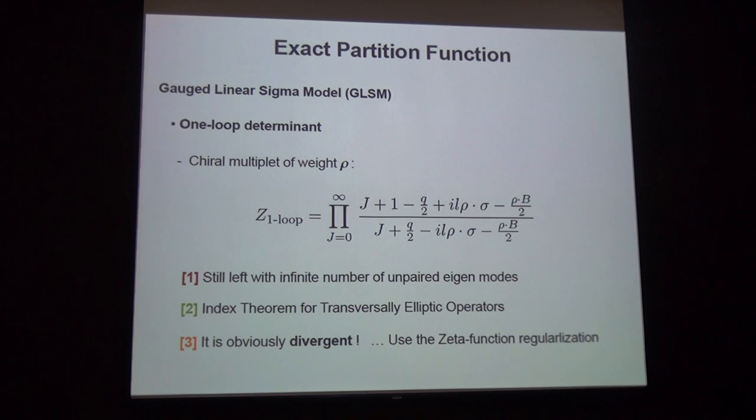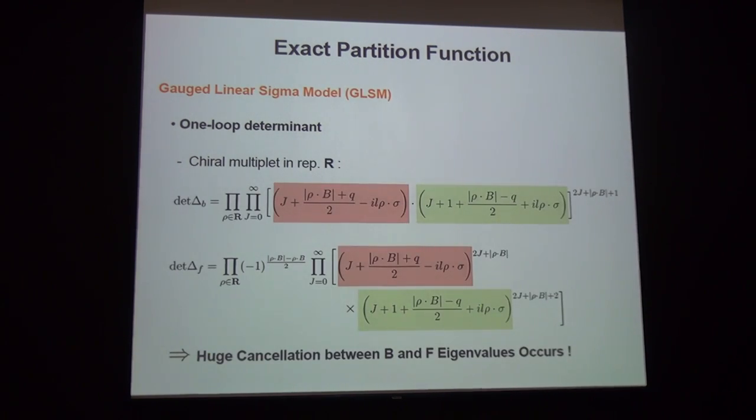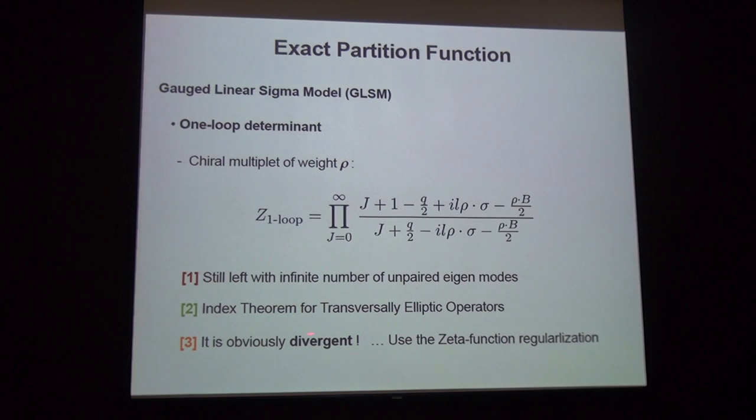So here, the fact that there are huge cancellations between this boson and fermion eigenmode implies that there must be some kind of index theorem which helps us to compute this one-loop determinant without doing the spectral analysis. However, because of this fact, we are still left with this infinite number of unpaired eigenmodes. This implies that this is not the index theorem for the standard elliptic operators, but we have to use the index theorem for transversally elliptic operators. But today, I'm not going to talk about what this index theorem is. And anyway, we can do this full spectral analysis and obtain some result.